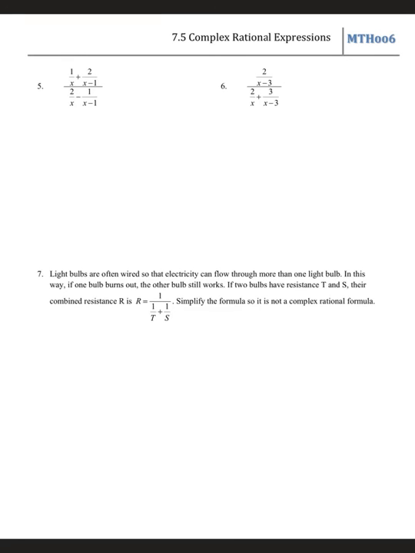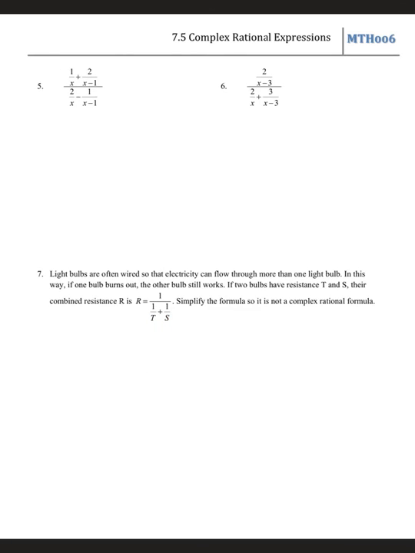Light bulbs are often wired so that electricity can flow through more than one light bulb. In this way, if one light bulb burns out, the other still works, unlike old Christmas lights. If 2 bulbs have resistance T and S, their combined resistance R is R equals 1 over T plus 1 over S. Simplify the formula so it is not a complex rational formula, meaning simplify it so you don't have any fractions within the fraction, meaning we need to eliminate this fraction and this fraction.